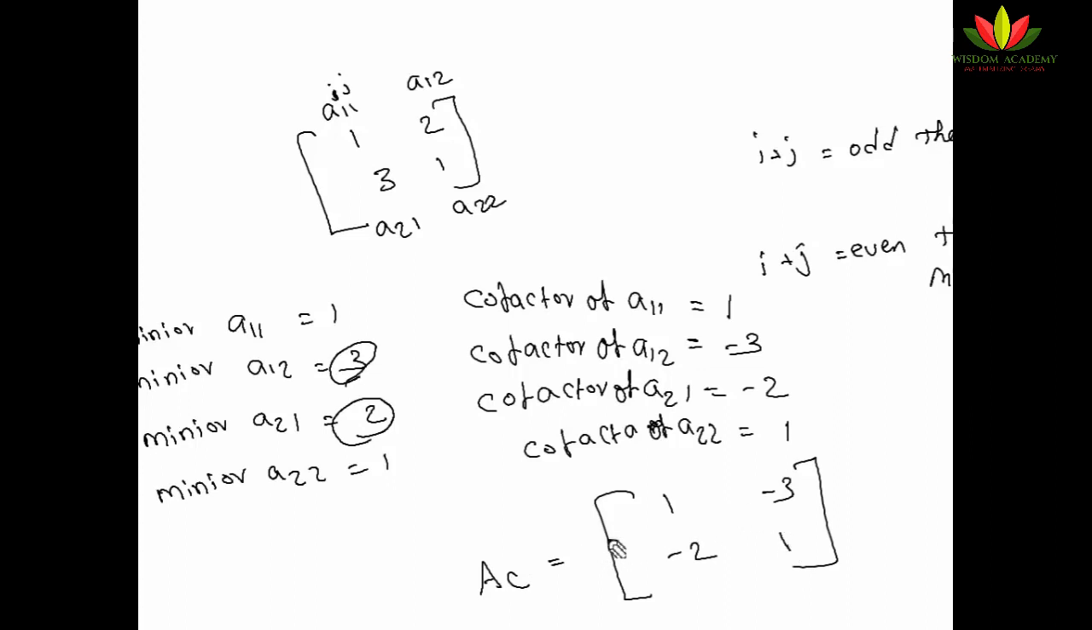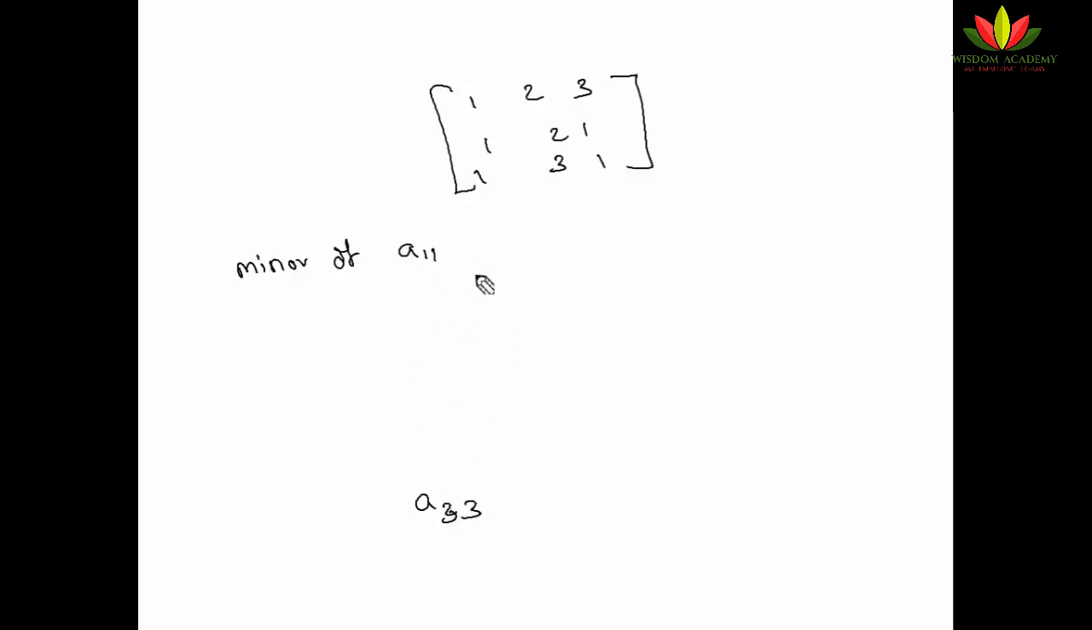Okay, what happens if it is 3 cross 3? Nothing, same thing. We know how to find the minor of a 3 by 3 matrix, right? So I will find the minor first. I will find the minor of all the elements from A11 to A33, all 9 elements. Then I will check whether 1 plus 1, that is i plus j, is odd or even. Accordingly I will put plus or minus. So this is known as the cofactor of a matrix.